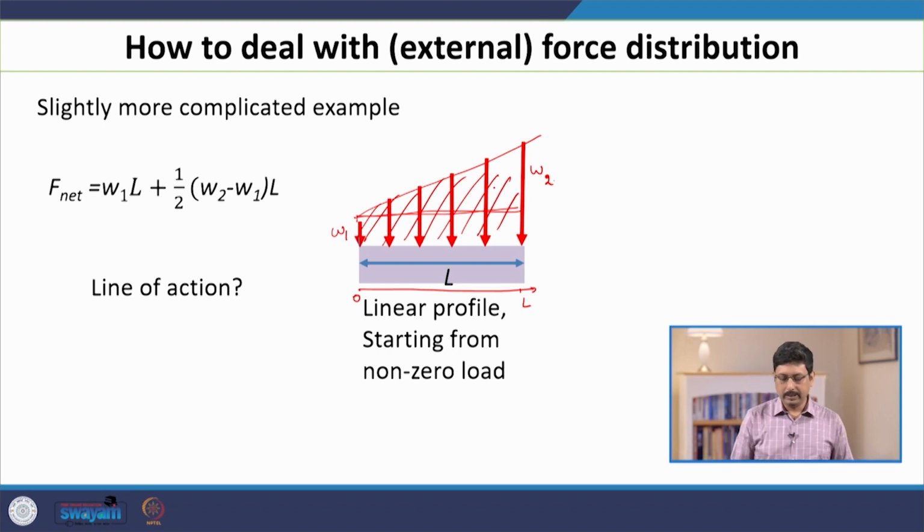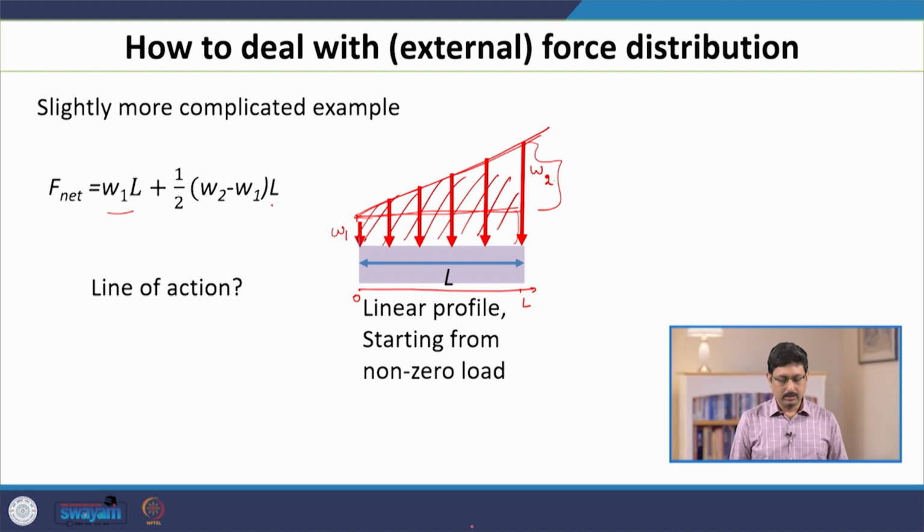Then the area under this straight line is the area of this rectangle plus the area of this triangle. The area of the rectangle is W1 times L, and the area of the triangle is given by half times the height, which is W2 minus W1, times the base, which is L.